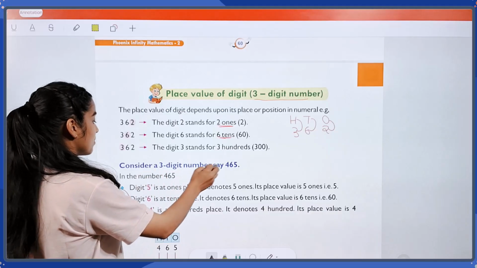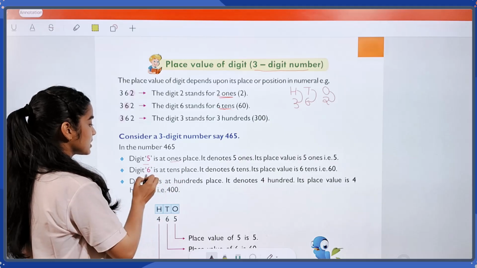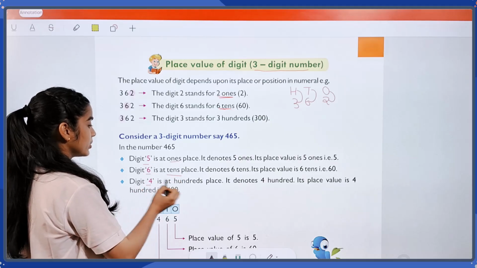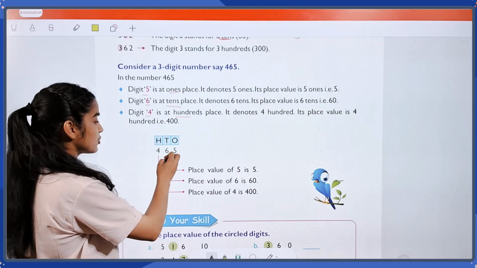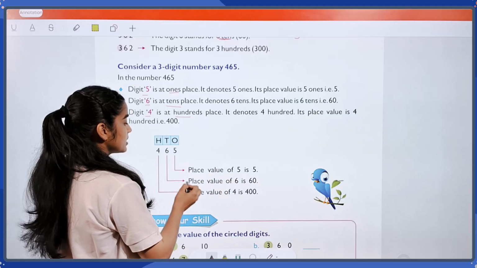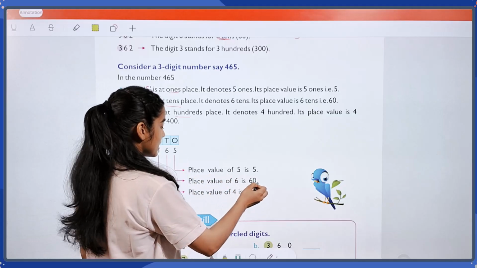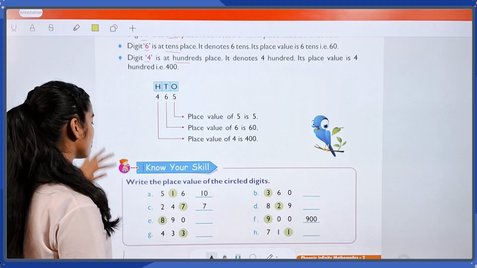Consider the 3-digit number 465. So 5 is ones, 6 is tens place and 4 is hundreds place. So now we have 465, which means 5 because we have 5 ones, then 60 because 6 tens, and 400 because 4 is in the position of hundreds.